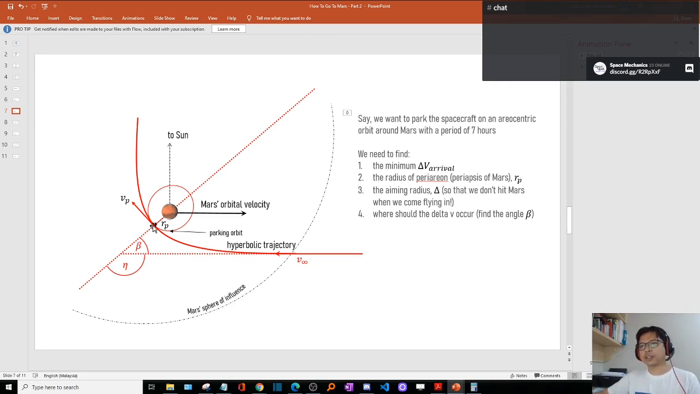Now we need to find these 4 important things. Obviously, what we've done so far for orbital maneuvering is to find delta V. So what is the delta V here? Well, what do we need to do here?